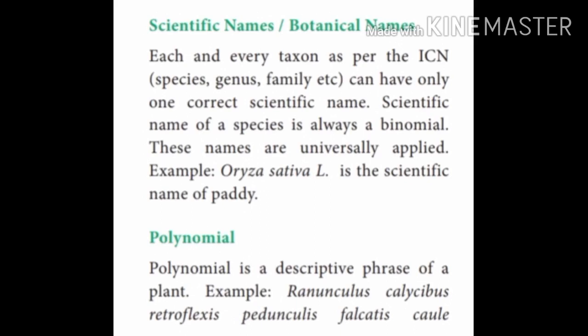The third type is polynomial name. It is a descriptive phrase of a plant which has got many names. You can see Ranunculus, calibus, rectoflex, pedunculus, fasciculate. So these are the characters which are given out in the form of a name. So a plant has got many names, called the polynomial.